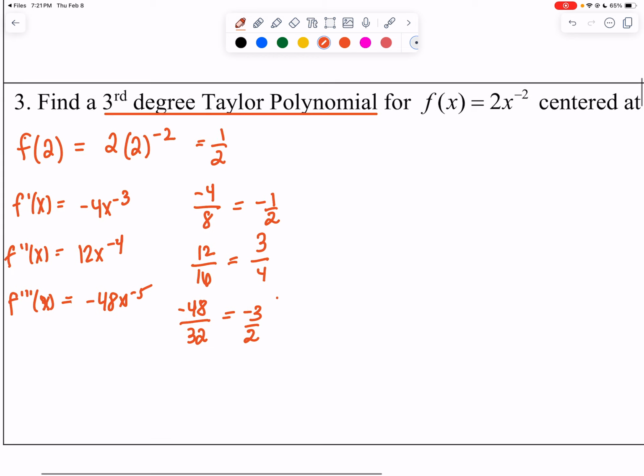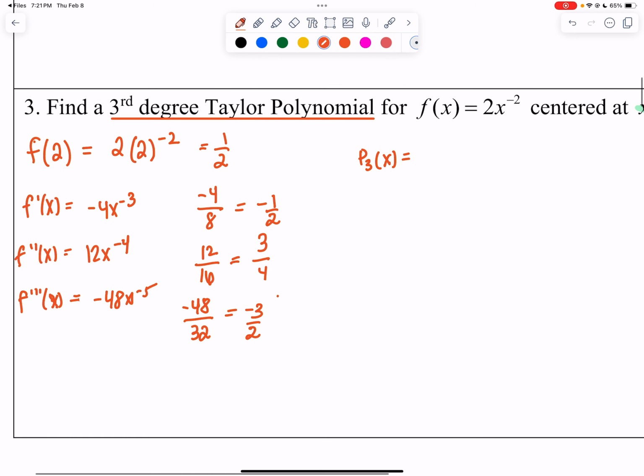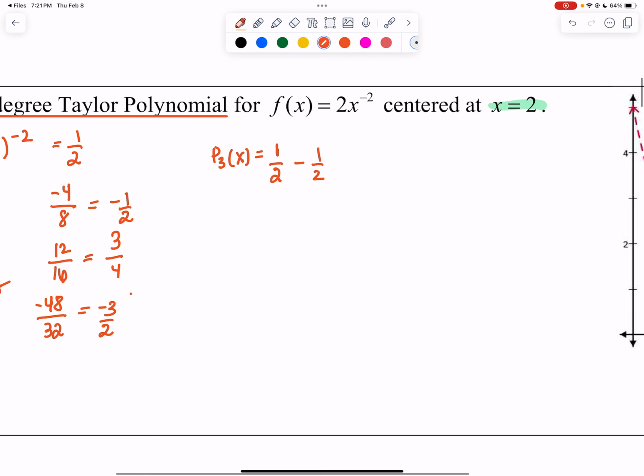All right, so we have all the information we need to make my third degree Taylor polynomial. In this case, I'm going to start at my first term, which is going to be 1/2. My next term is going to be my first derivative, so that's going to be negative 1/2 x. My next term is going to be 3/4. Oops. Totally messed that up already. Since we have a Taylor polynomial centered at x equals 2, I should have x minus 2 right here.